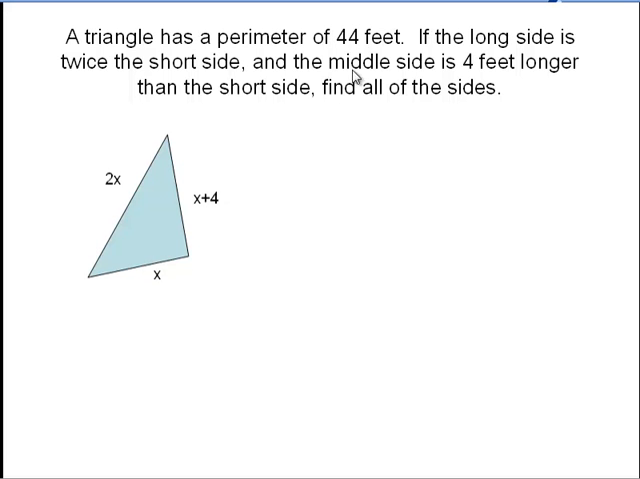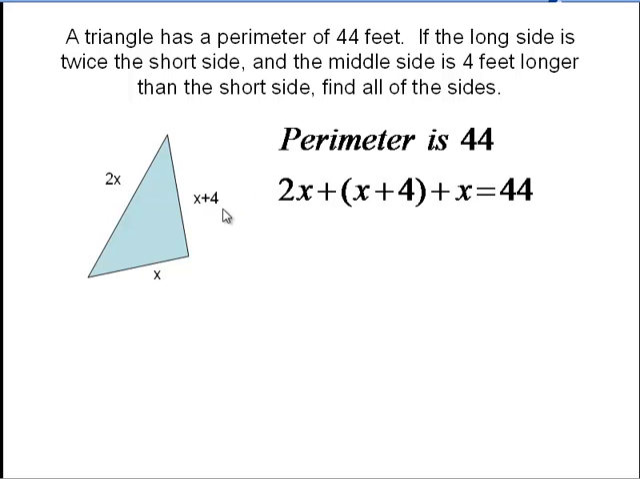Then it says perimeter. Well, perimeter is if I add things all up: my x, my x plus 4, and my 2x. So if you start over here, 2x, move to the x plus 4, and clockwise to the x, that has to equal 44. Then if we combine like terms, 2x plus 1x plus another x is 4x plus 4.